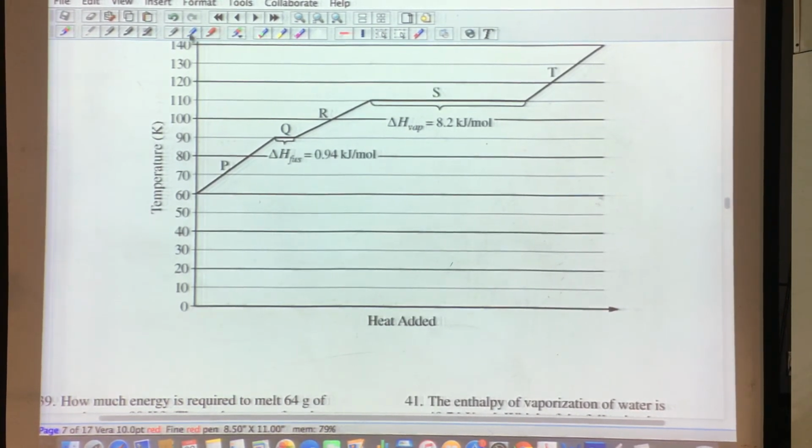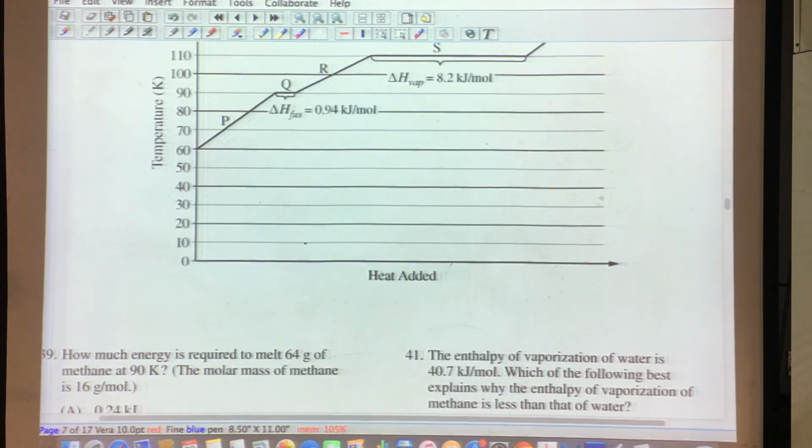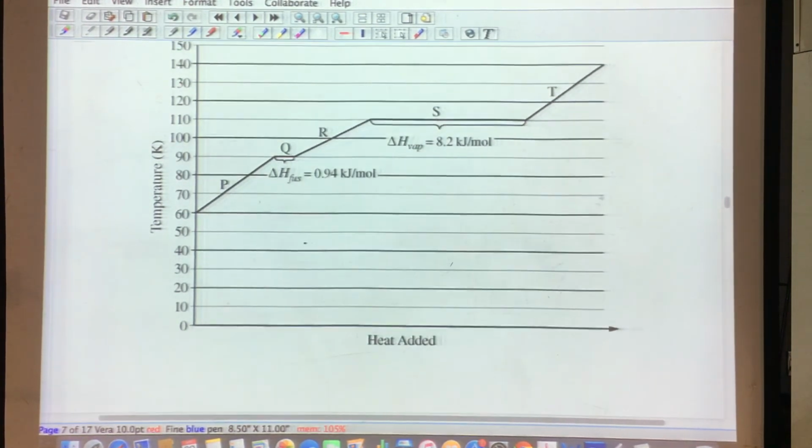So what they said was, how much energy is required to melt 64 grams of methane? 64 grams of methane. Now you needed to realize that this is heat of vaporization.